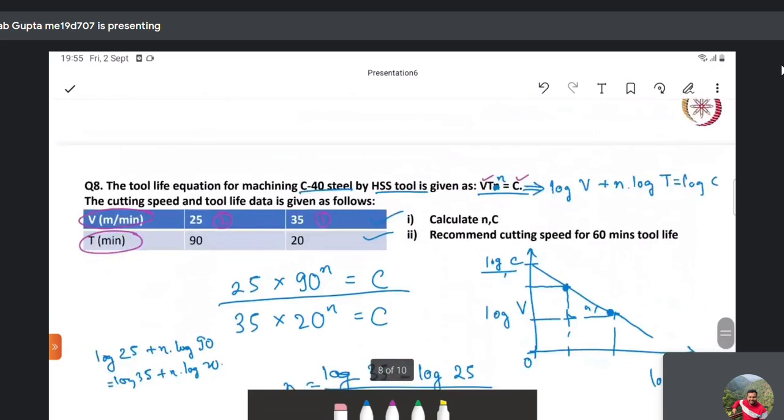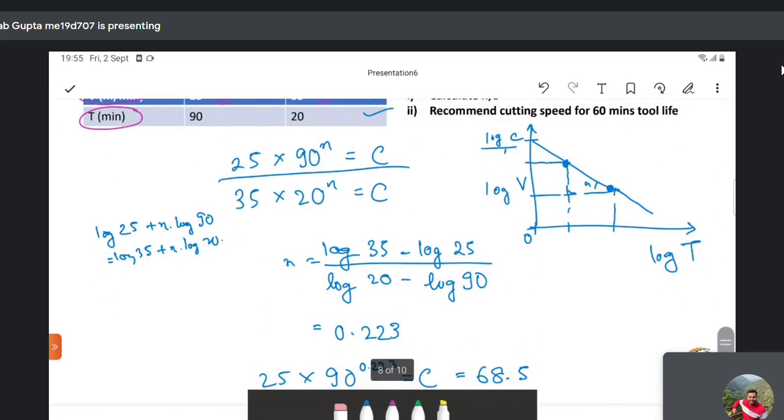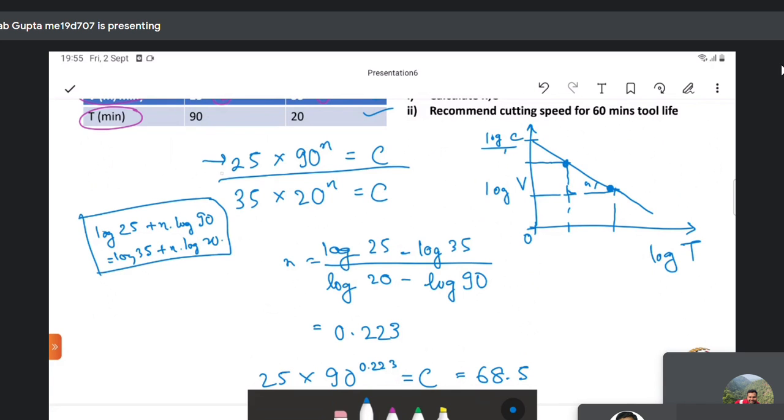Okay, so there's a second part to this question. I have made a mistake here. See, this one will be 25 minus 95. If you see this particular expression, I have just put log on both the sides and equated them. It's log 25 plus n log 90 is equal to log 35 plus n log 20. So you take the n on one side and just calculate the slopes. You calculate the value of n and you will get this.